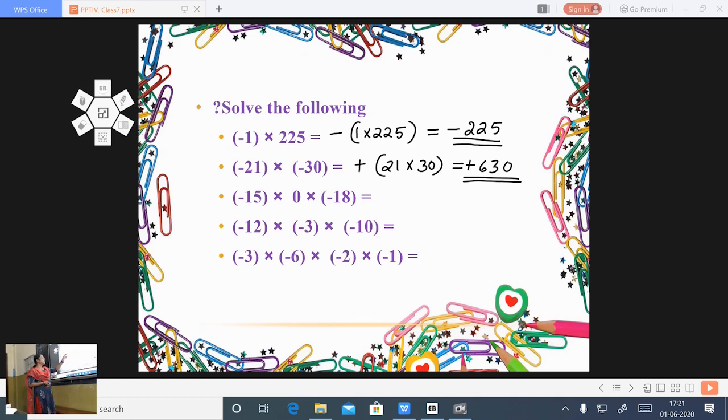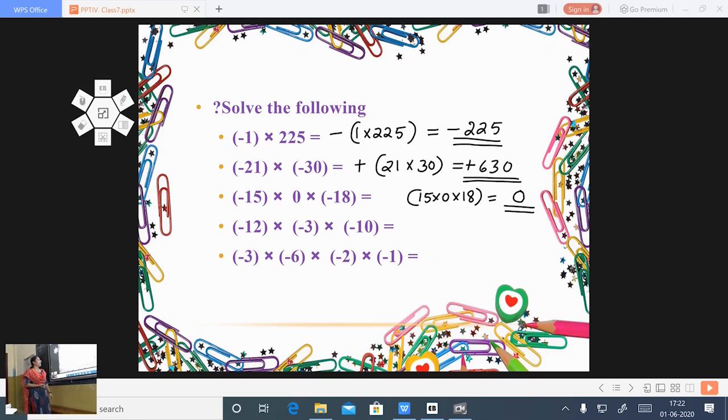Minus 15 into 0 into minus 18. First multiply the numbers. 15 into 0 into 18. 15 into 0, 0. 0 into 18, 0. So the answer is 0. Then we know that 0 is neither positive nor negative. So the answer is 0 only.